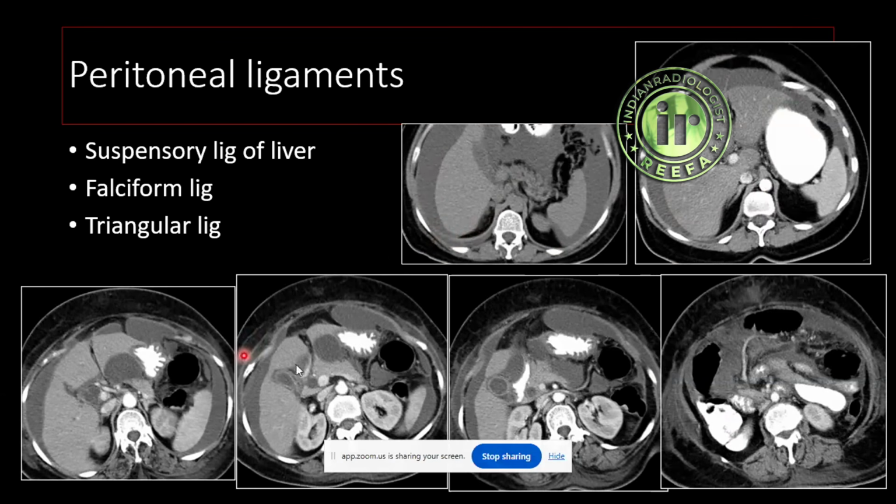This is an interesting example where you can see fluid tracking along the falciform ligament and reaching up to the umbilicus. So this is a Cullen's sign, where you would see discoloration in the periumbilical region. Basically, inflammatory fluid or hemorrhagic fluid can track along the falciform ligament and reach up to the periumbilical region.